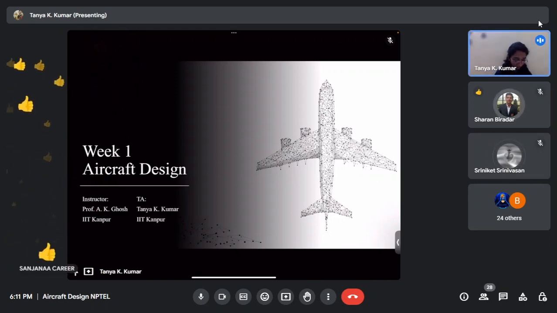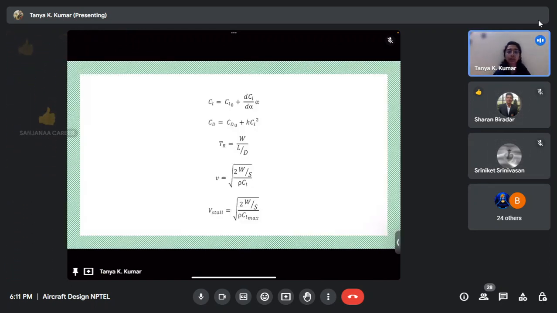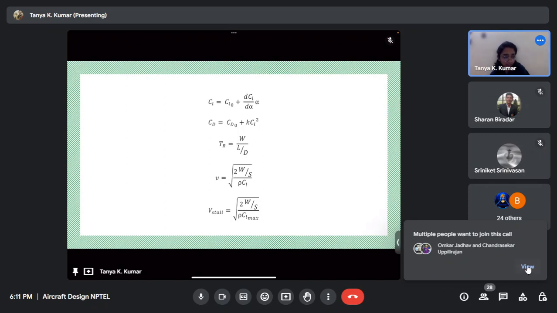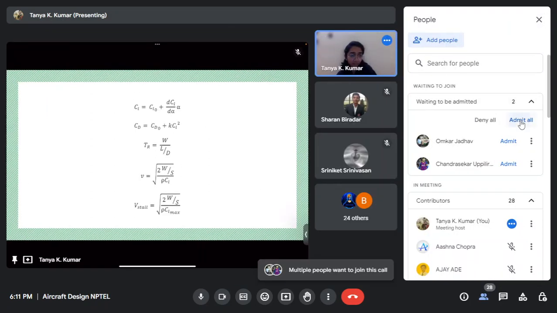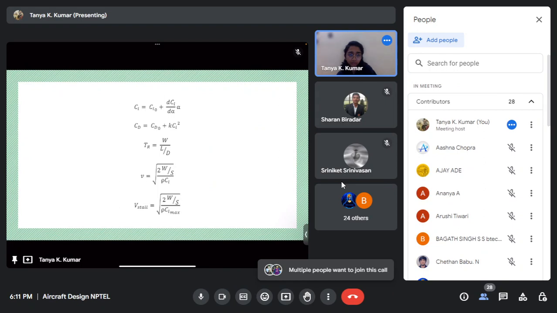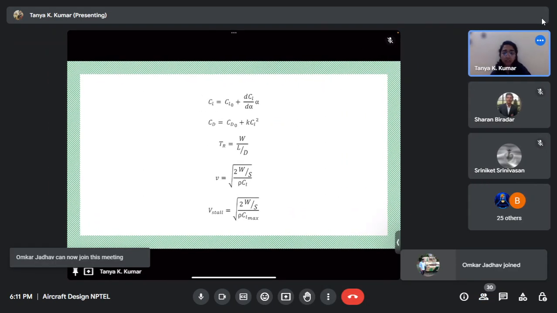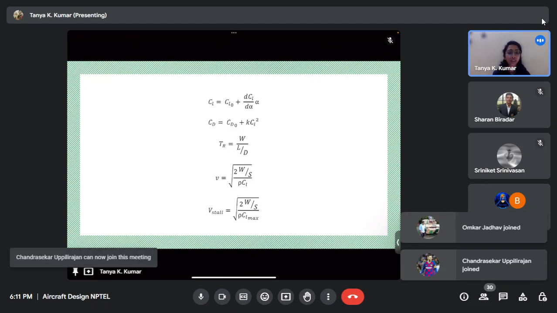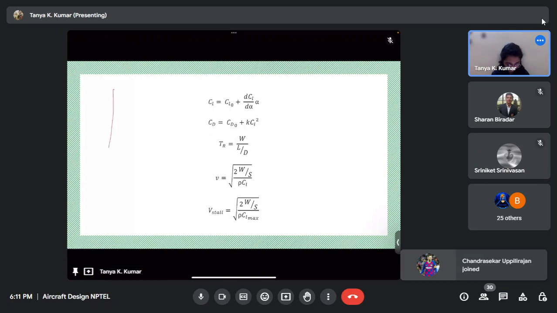Let's go over some of the equations that we may use during the course of the assignments, or any questions. These are all from week 1 and a few from week 2. The first equation is the equation of the lift coefficient: CL equals CL naught plus dCL/d alpha times alpha, where this is your typical lift curve, CL versus alpha.